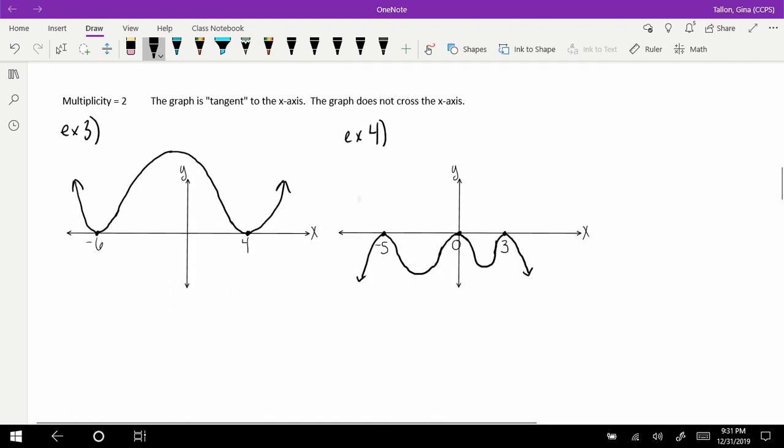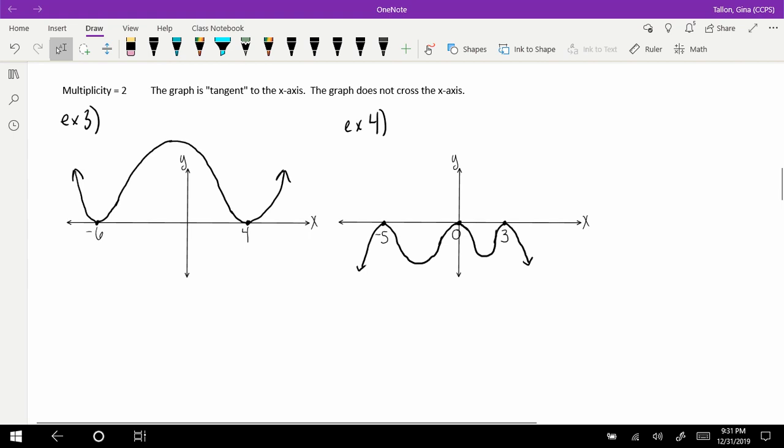Okay, here we have examples 3 and 4. We're talking about a multiplicity of 2. The graph is tangent to the x-axis. The graph does not cross the x-axis. A point of tangency is when the graph comes down, touches, and moves right back in the same direction it came from. It will not cross. It's like you're running up to a wall, tagging it, and running away. And the x-axis is the wall that you're tagging.